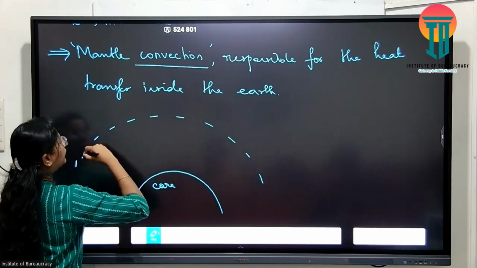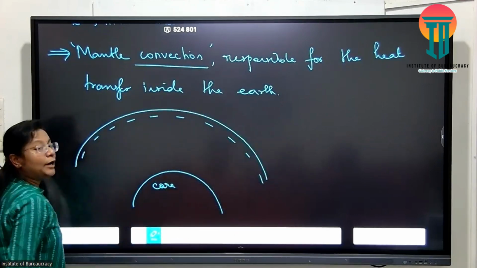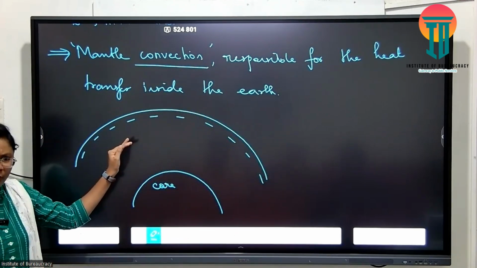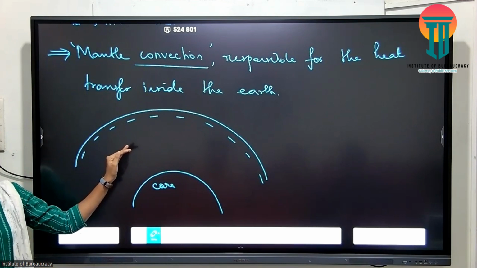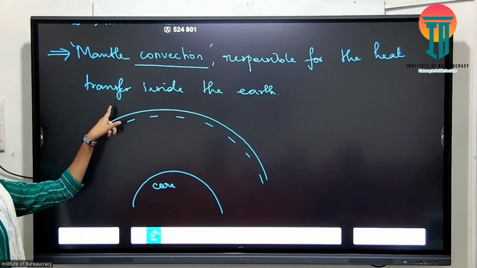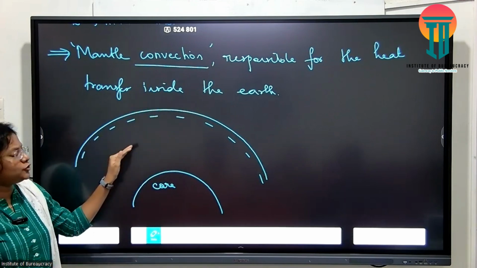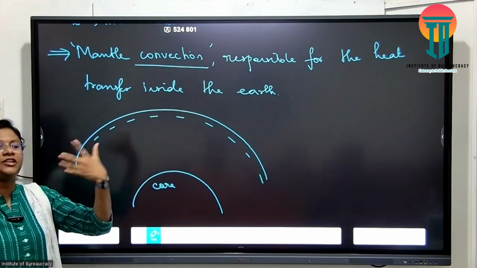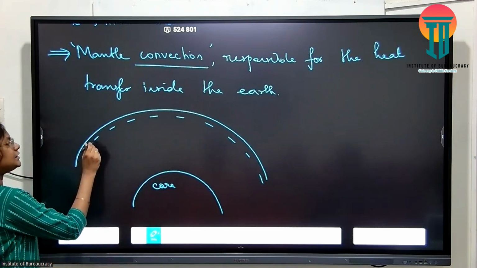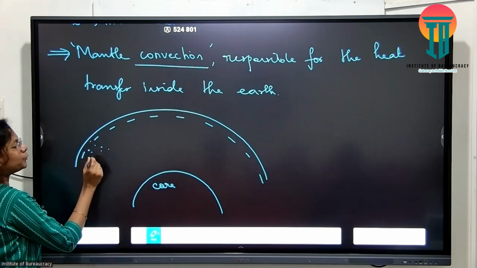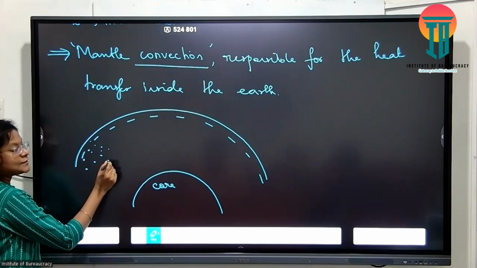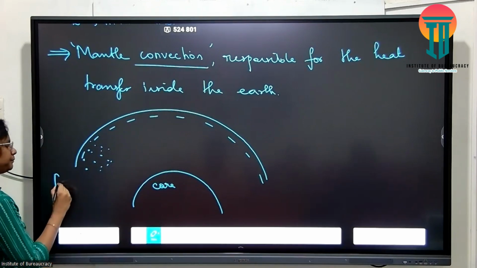For heat transfer over this much distance to happen, what could have been done? Conduction is possible, but it will take trillions and millions of years for heat transfer from the core. Radiation is also quite possible, but there is no vacuum in between, so that radiation can heat faster. Crust and mantle have one more property. What is that? Presence of radioactive elements.